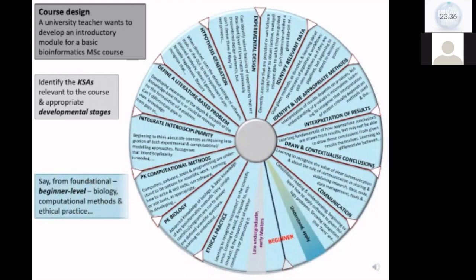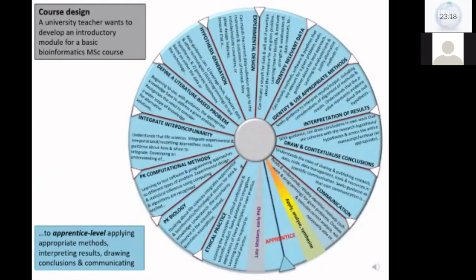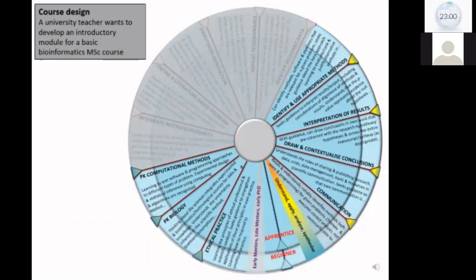So let's say that we want the module to build from foundational, beginner level biology, computational methods, and ethical practice, to apprentice level, applying appropriate methods, interpreting results, drawing conclusions, and communicating. So, putting these layers together, the focus of this module is on building up from beginner level biology, computational methods, and ethical practice, to apprentice level, identifying and using appropriate methods, interpreting results, drawing conclusions, and communicating. So we focus on these stages and these KSAs, and we ignore the rest.